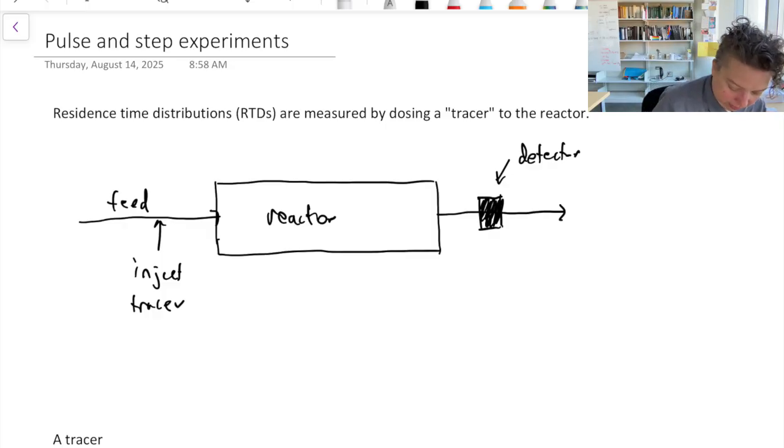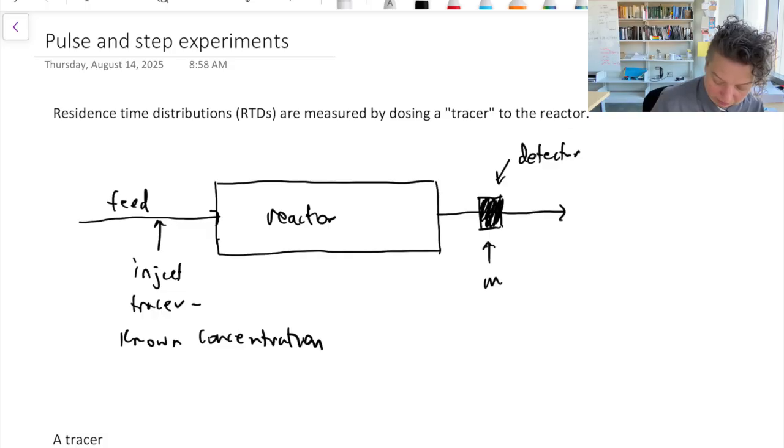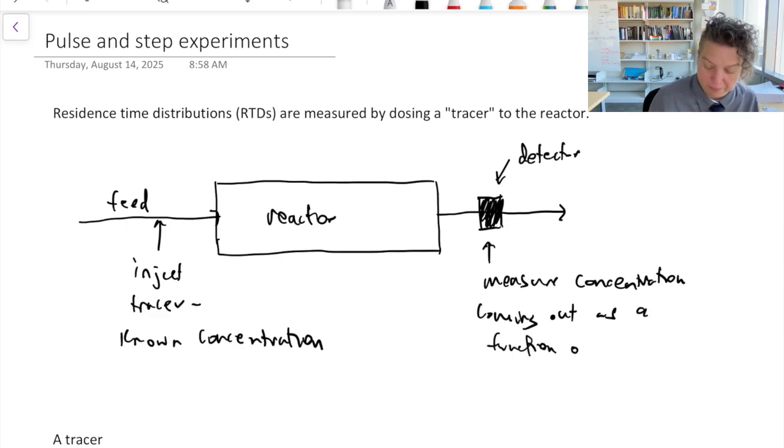where we measure the concentration coming out. So we know the concentration that goes in. We measure concentration coming out as a function of time.